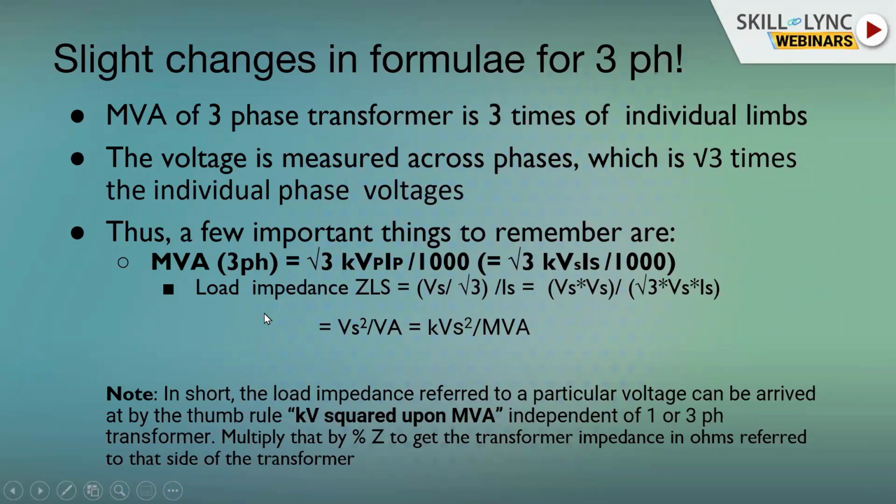Now look at the impedance. The impedance is typically the phase-to-neutral voltage by phase current, which is nothing but, as you can see, it comes to the voltage squared by VA. Or in other words, in the practical world, we use this very simple thumb rule that the load impedance of any transformer is kV squared upon MVA. So this is a very, very simple thing we use.